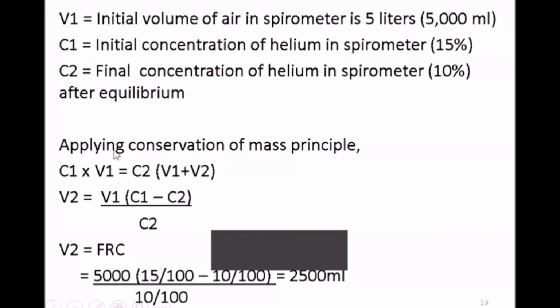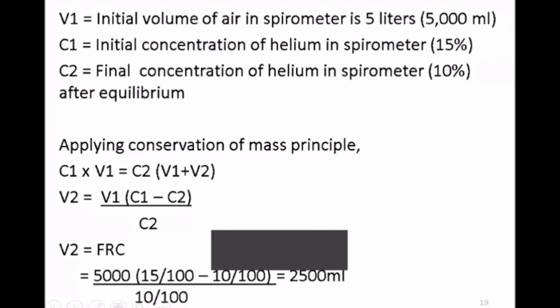That is a conservation of mass principle applying for the FRC helium dilution method. So we had to calculate V2, which is known as our FRC. Based on the above values, we will get 5000 into V1 into C1 minus C2, that is 15 by 100 minus 10 by 100, divided by 10 by 100, which equals 2500 ml.